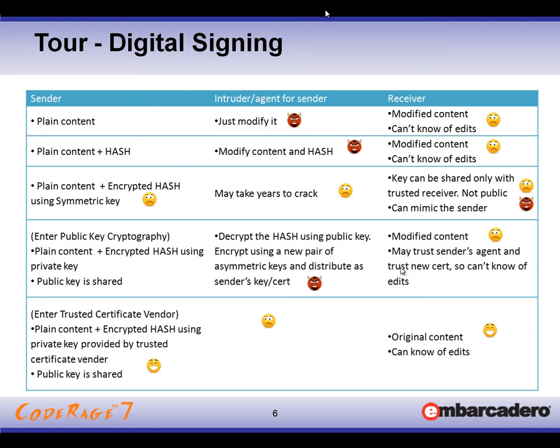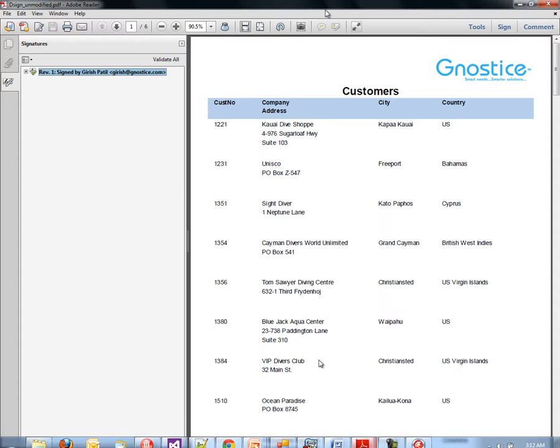So to avoid all this, we have the trusted certificate vendor, which is actually a third party which issues these digital certificates for signing documents. So once you use a certificate issued by a trusted certificate vendor, you're fine. The document can be verified that it actually came from the sender, and both are happy, the sender and the receiver. I have a signed document here.